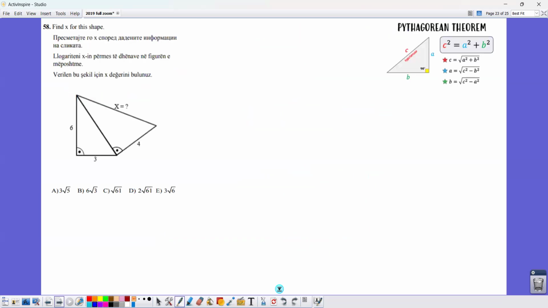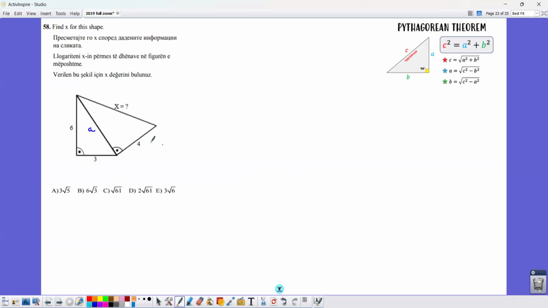We are coming to the 58th one. It says find x for this shape. Here it's given two right triangles. In the first one, two sides are given, the hypotenuse is not given, and let's say that A is the hypotenuse.